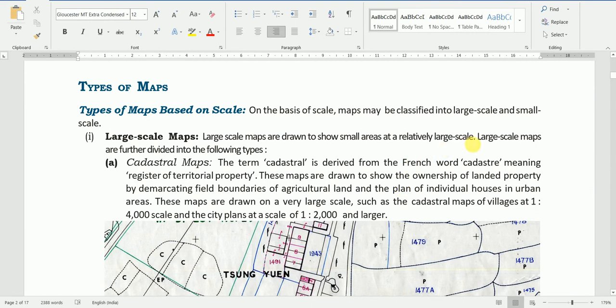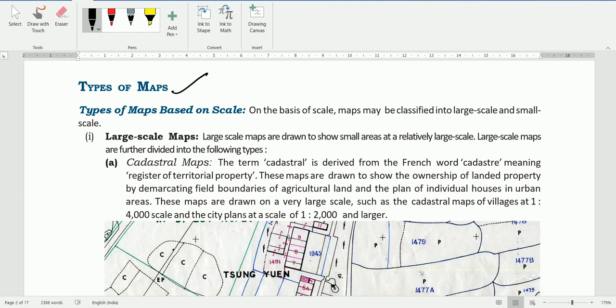Types of maps. Let us read. Before we start different activities, we have to discuss the meaning and the concepts of different types of maps, and that is why we are discussing it. So maps can be classified on different bases. Maps can be classified based on scale, based on function, and so on. So let us read types of maps.